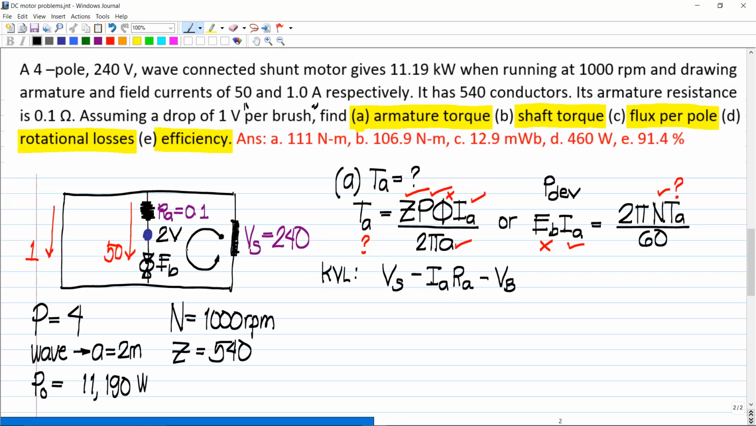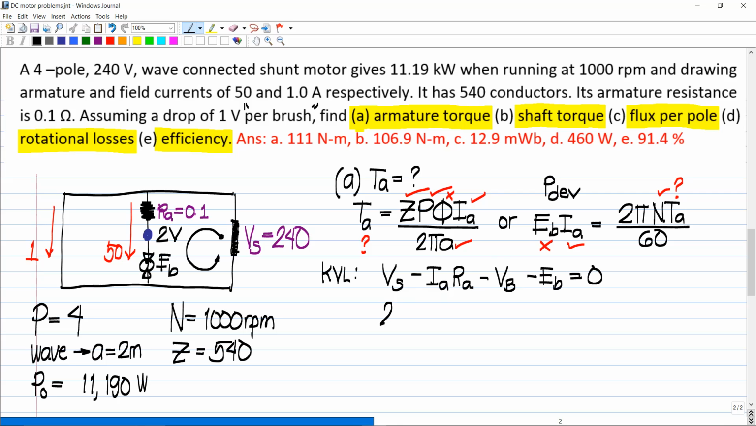'Di ba? Kaya nga dinrawing natin yung figure para hindi natin makalimutan sa KVL natin na merong brush drop. And then finally, voltage drop or the back EMF. And then this will be equal to 0. I think given kasi lahat, maliban sa EBAC, masosolve natin yung EBAC, di ba?